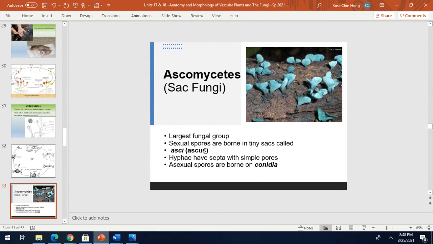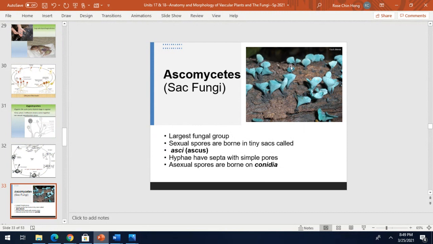And the singular is ascus. That's why we have the word asco. And that's why, because of the tiny sacs, they call it sac fungi. So where the spores are born is in these tiny sacs, called asci, or ascus in the singular. So that's where they're born.